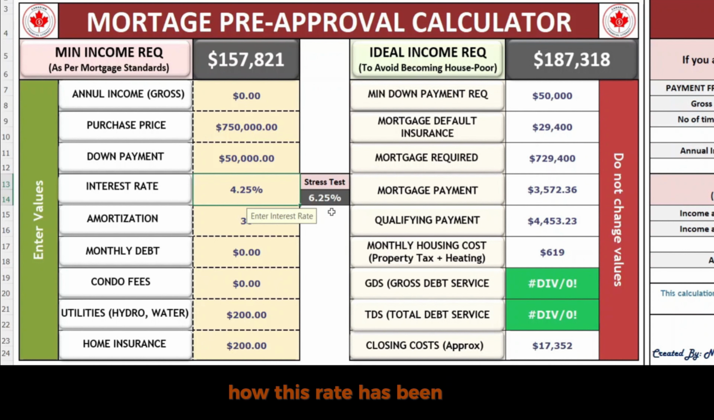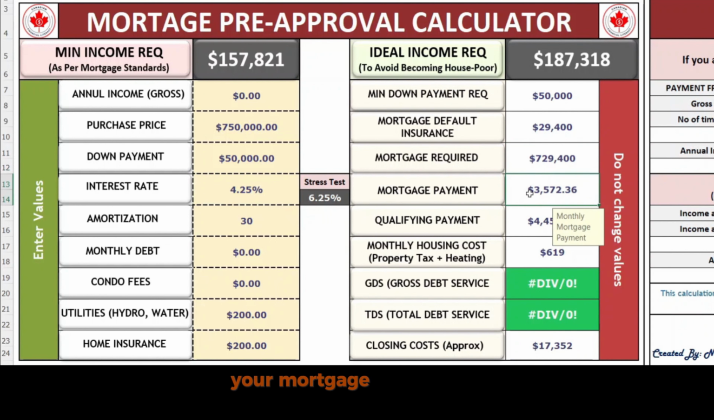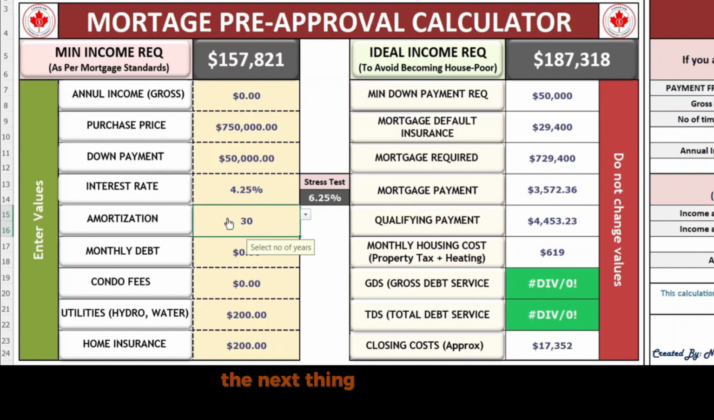How this rate has been achieved, that is your contracted rate plus 2% or 5.25%, whichever is higher. So 6.25% is higher. Your mortgage payment would be $3,572.36. But the qualifying payment will be the higher payment of $4,453.23.